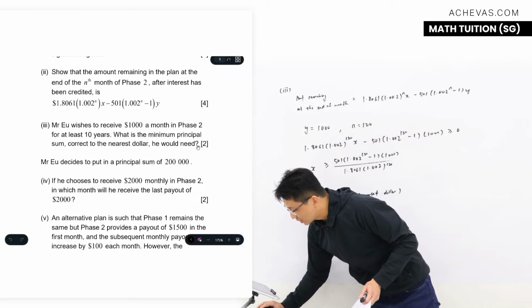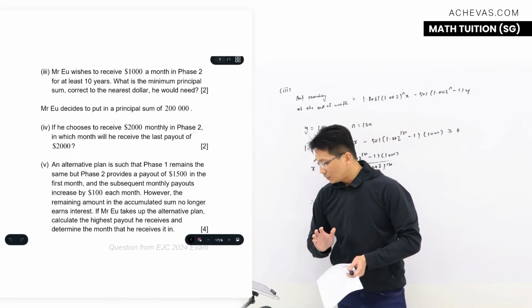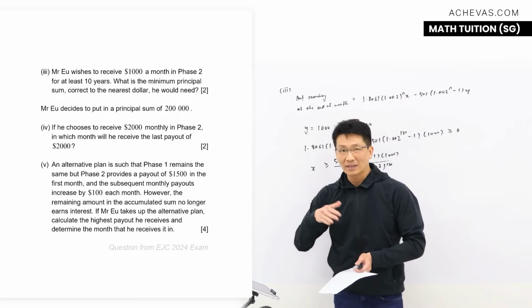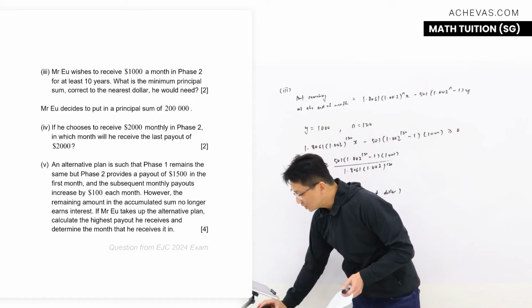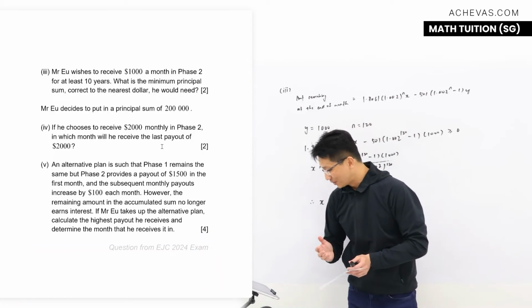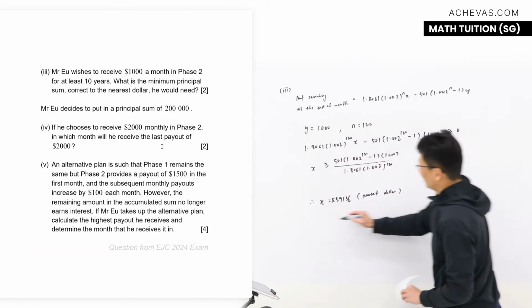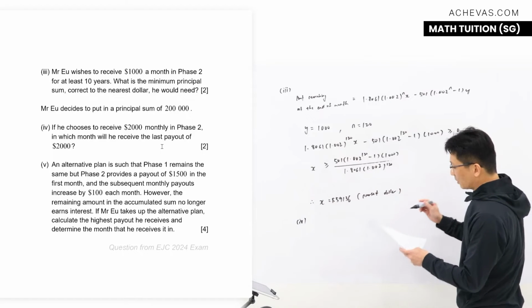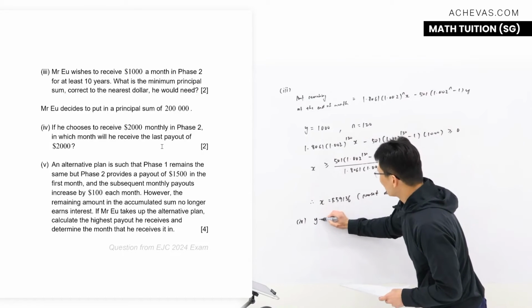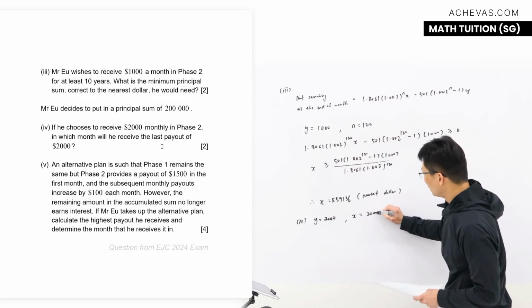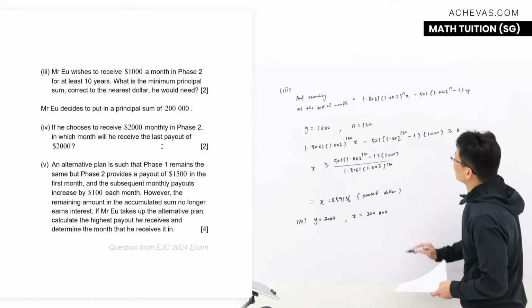Okay, let's continue with the next part of the question. Now Mr. Yu decides to put in a principal sum of 200,000, which means x now is 200,000. If he chooses to receive $2,000 monthly in phase 2, in which month will he receive the last payout of $2,000? Let me write it here, part 4. For this same expression, I will substitute y to be $2,000 now, and x is given to us to be 200,000.